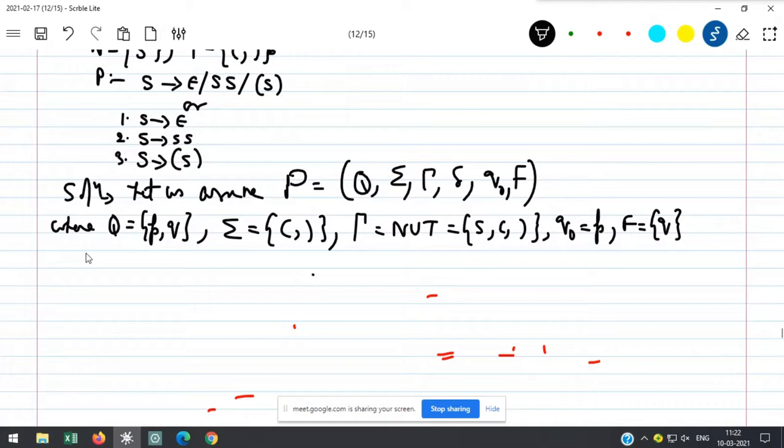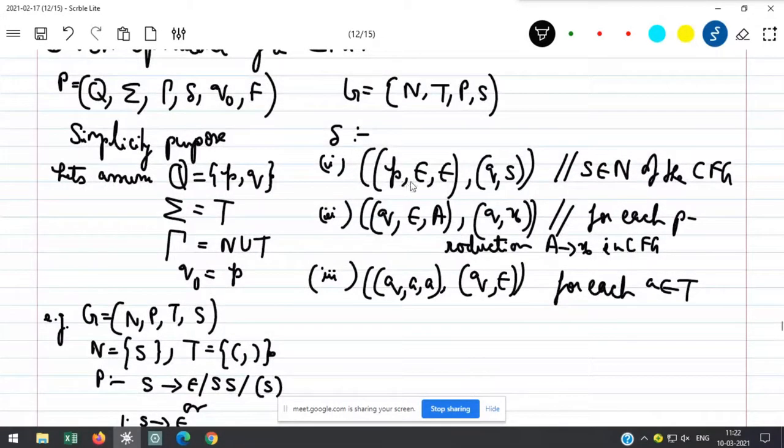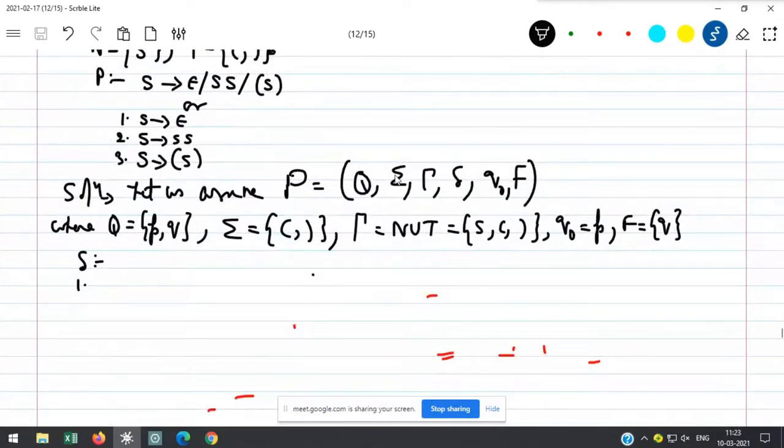Now, in order to complete this, we need to write the transition function, as per the rules which I have written out here. Initially we are assuming that the read-write head is in the initial state, which is P, and the input tape and stack are empty initially. Then we push the start symbol S onto the stack. Epsilon comma epsilon to Q comma S. This is the first transition function.